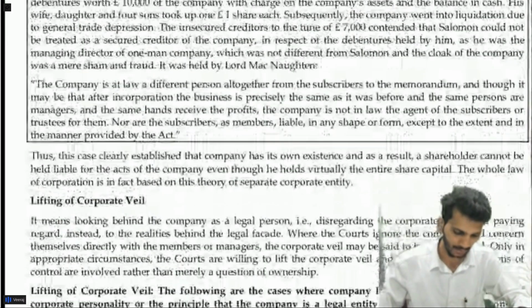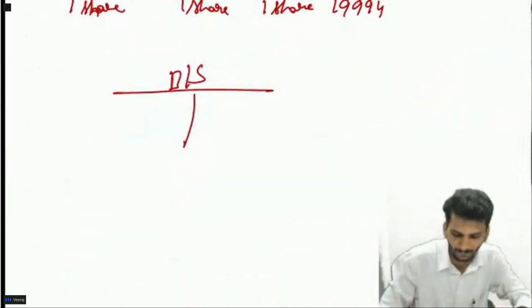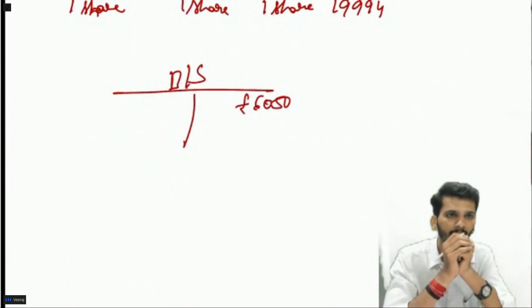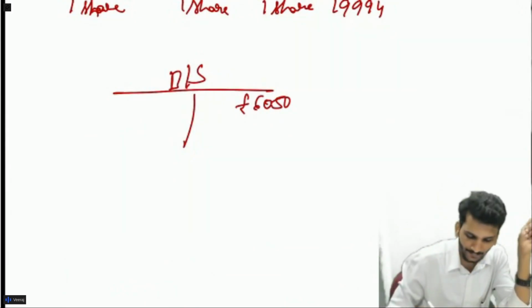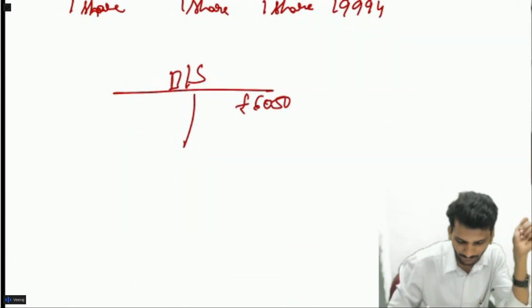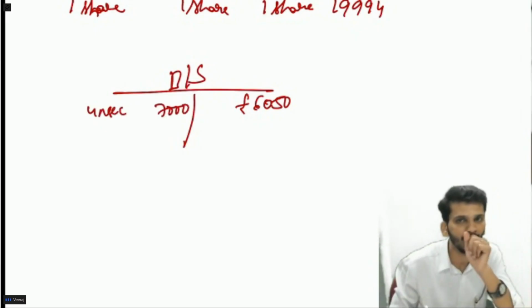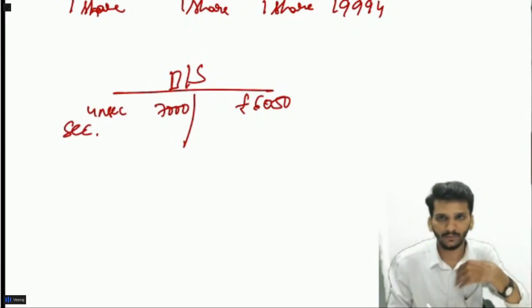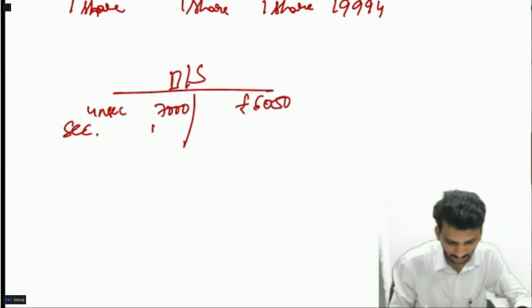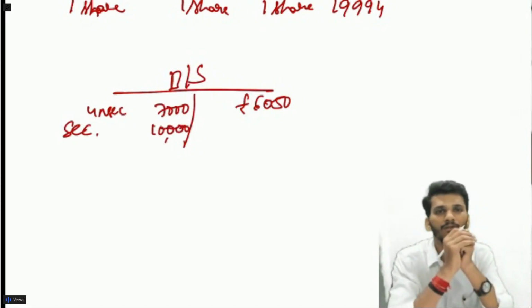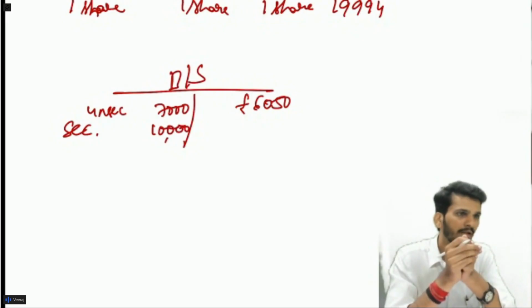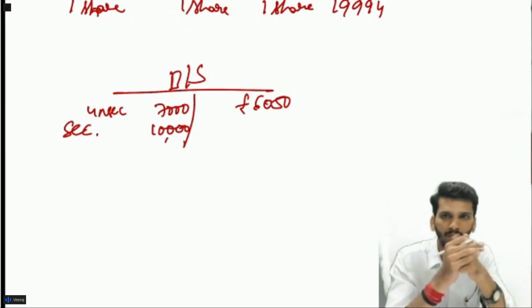Assets is a lakh. Okay, I'll take some number, where 6,050 rupees of assets was there. This is on the asset side. On the liability side, there were some unsecured creditors of 7,000, and there was some secured creditor, whatever loan he has given to the company, that is 10,000. Then the company did not run for a longer period of time. Then they shut it down.